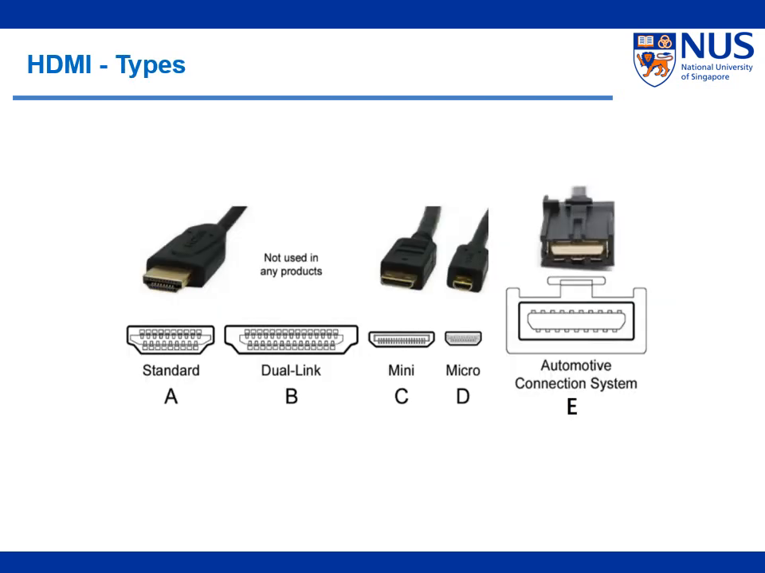HDMI has 5 types. All 5 types of connectors transmit the necessary HDMI signals, including a TMDS link. The Type B connector is marginally larger and includes a secondary TMDS link, essential for supporting ultra-high resolution displays through a dual-link setup. The Type C connector transmits identical signals as Type A, albeit in a more compact form, suitable for portable devices. Type D connector also conveys the same signals as Type A, but is even smaller than Type C.